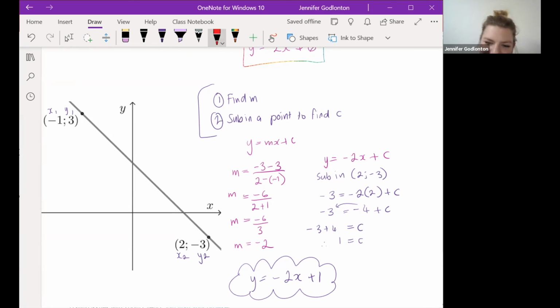Big time. Okay, give yourselves 2 marks for the -2 and 2 marks for that +1. And please do not forget the x in that equation. If that x is not there, you will not get any marks.